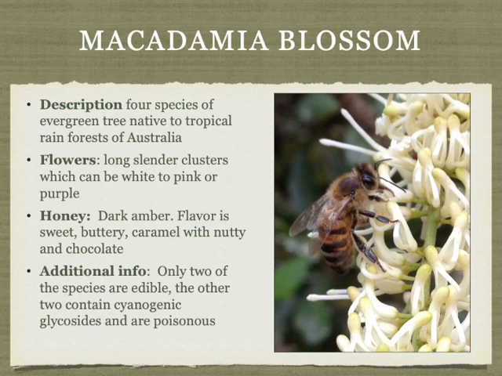Macadamia blossom. These trees were native to Australia, but two of them produce edible nuts, and they've been planted widely. And here in the U.S. and Hawaii, it's a type of honey that is harvested. The honey is dark amber, sweet, buttery, caramel, nutty, chocolate.